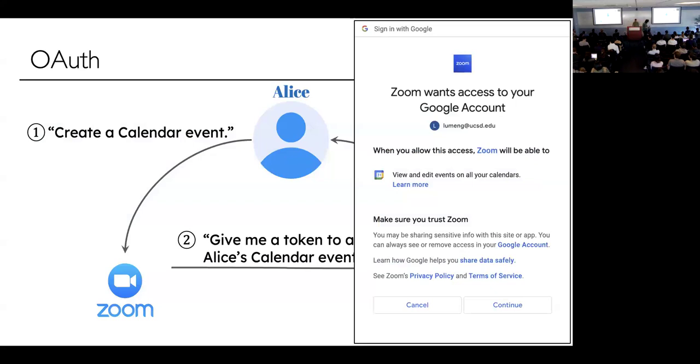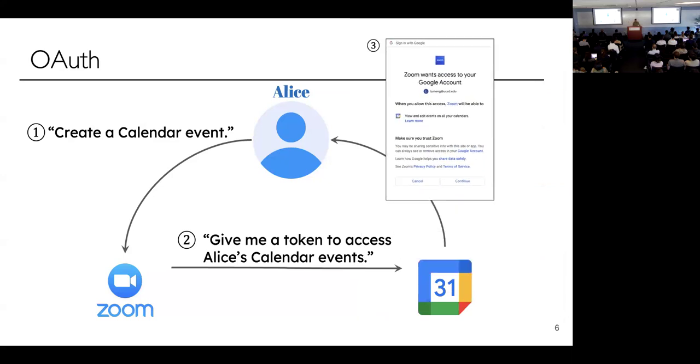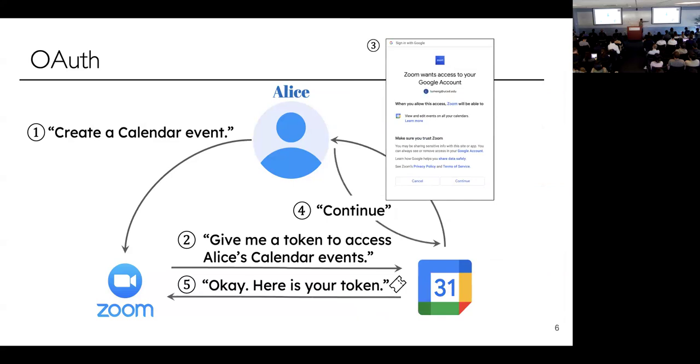And if you pay attention, that scope is represented in English to you here. So Zoom is going to view and edit events on all of your calendars. All events, all calendars, and you have yes or no. Obviously you will click yes because we want this thing to work out. And so Google Calendar eventually gives a token, which, again, just think of it as a large, unpredictable number, hopefully, and then Zoom can create the event. Okay, so that is what OAuth is.